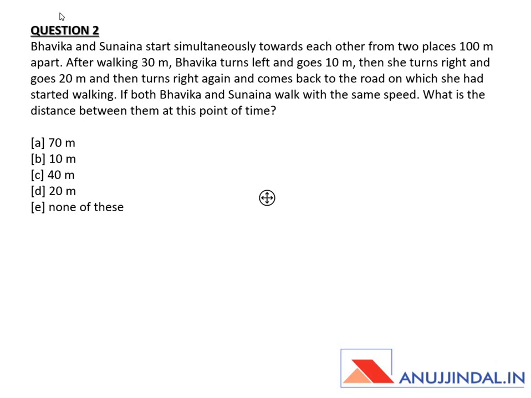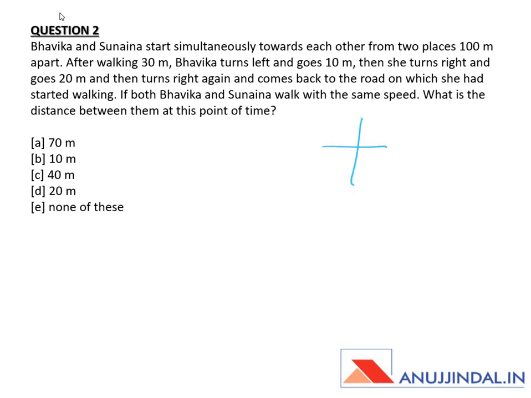If both Bhavika and Sunaina walk at the same speed. Now the main thing given here is that Bhavika and Sunaina walk with the same speed. That is, they will cover equal distance in equal time. What is the distance between them at this point? So we have to find the distance between them. For this question again we will draw a diagram.